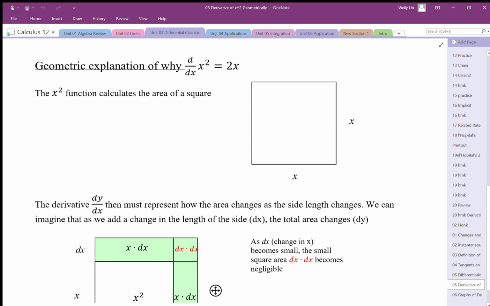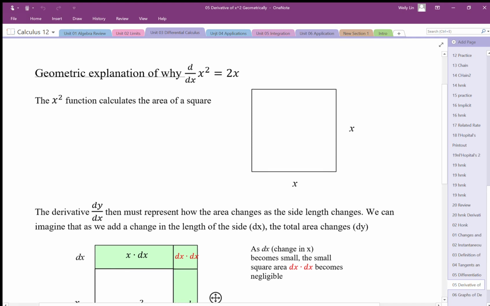So why is it that the derivative of x squared is equal to 2x? Well, we kind of justified it a little bit in that the derivative of a quadratic function tends to be linear, because the changes of a quadratic function are linear changes. But we can also look at this from a slightly different perspective.